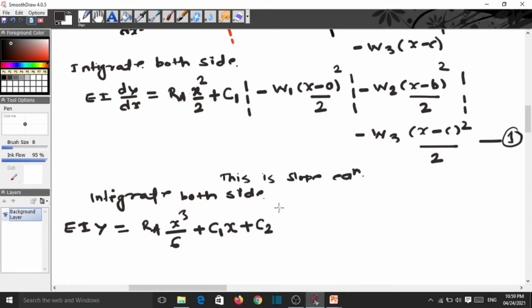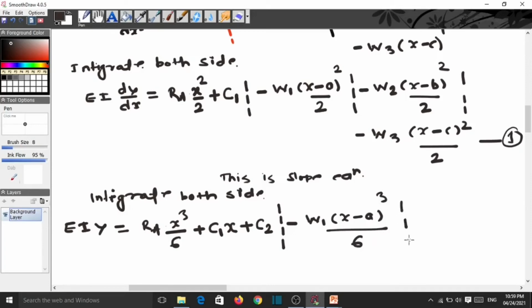But add this only in the first section. Then minus W1 into (x minus a) bracket cube, this bracket cube divided by 3, and 3 and the previous 2 becomes the 6.